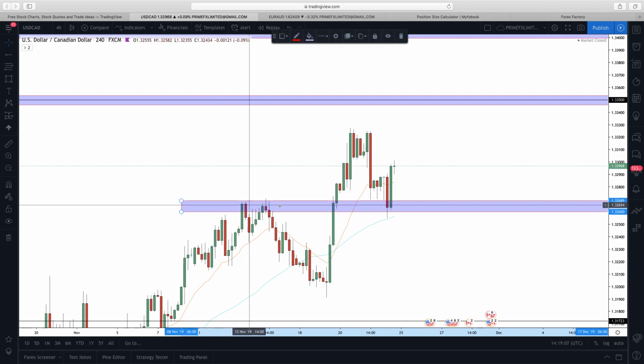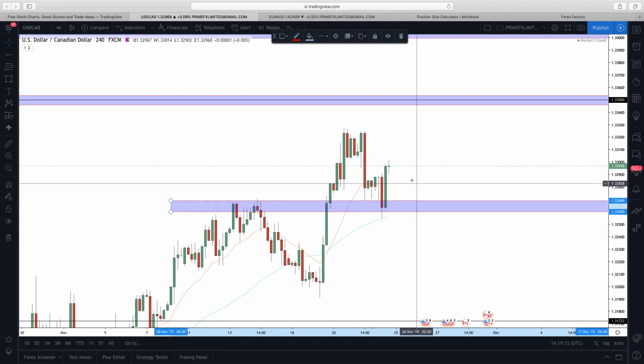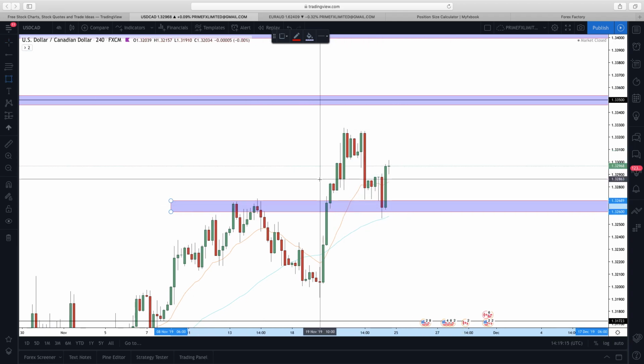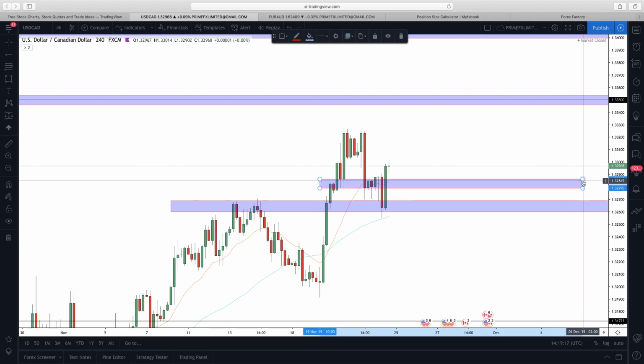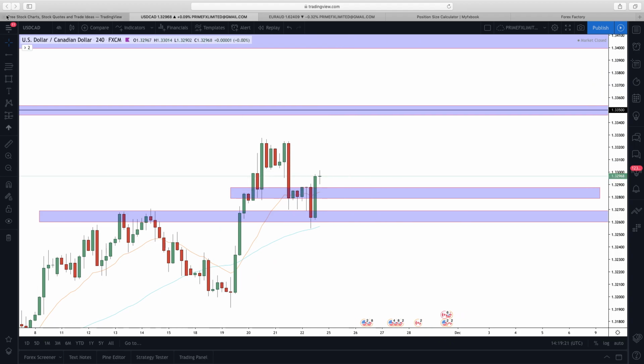So now I'm looking at this structure holding as an area of support. It's clear it's an area of support because we saw this massive bullish engulfing. Price action can come back and retest this whole region here one more time. I'm going to explain why on a smaller time frame. Then we could look for price action to push up higher.